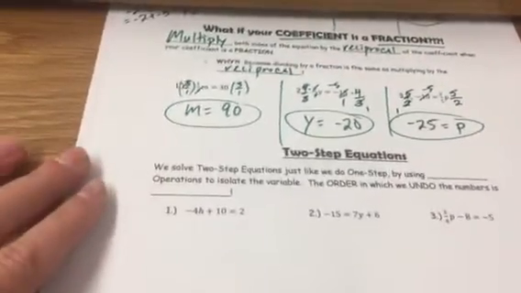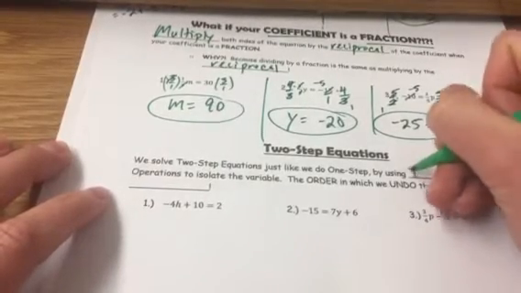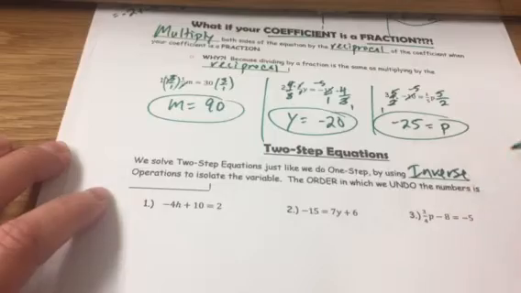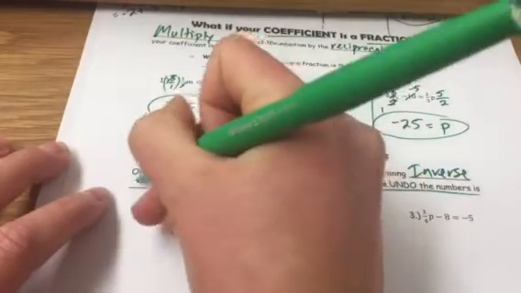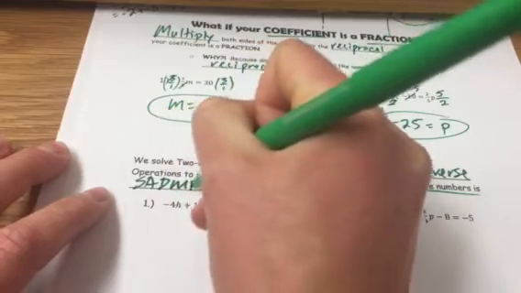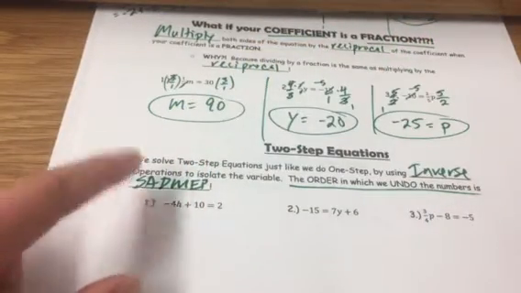Okay, let's take a look at two-step equations, some basic two-step equations. We're going to solve just like we do with one step using our inverse operations. But what's important is the order in which we undo things is going to be SADMEP, the reverse order of operations. So we need to get rid of subtraction and addition first.